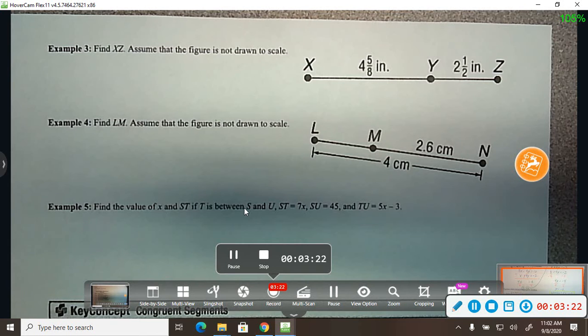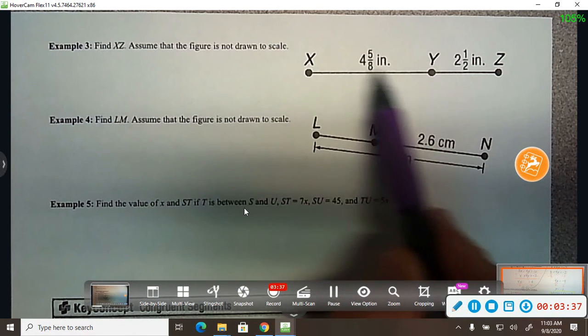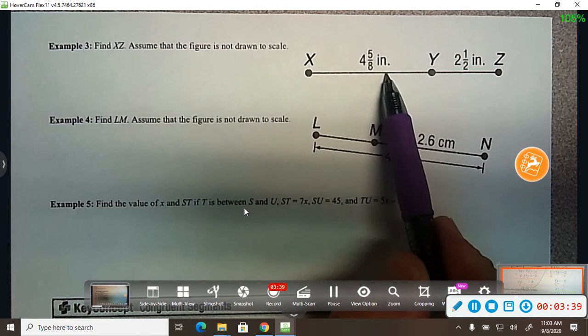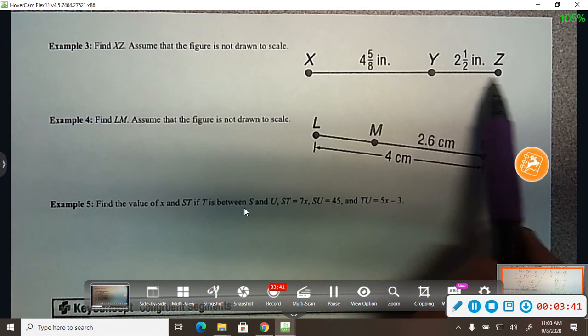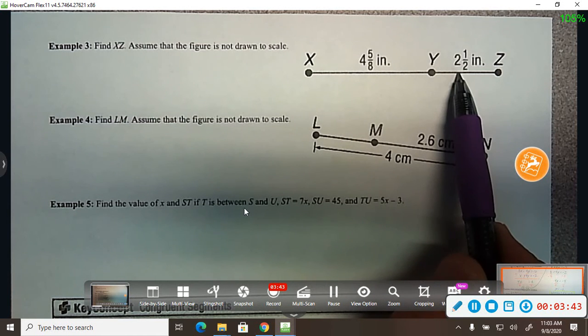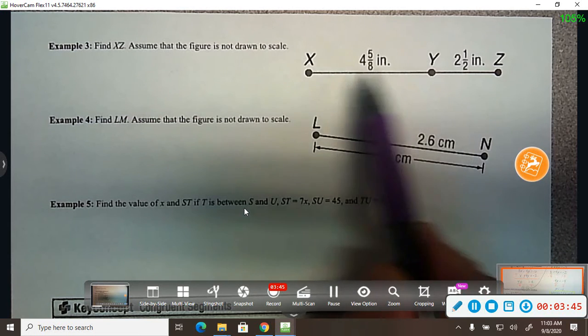So here, find XZ. Assume that the figure is not drawn to scale. They say that in the ACT so that you don't have a ruler and just measure it. Okay, because they did not draw it to scale. So we have XY. XY is 4 5/8. We have YZ is 2.5. So how would you find XZ?